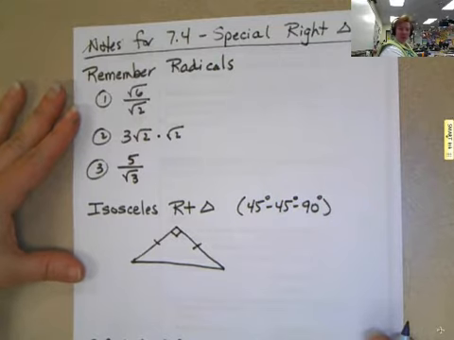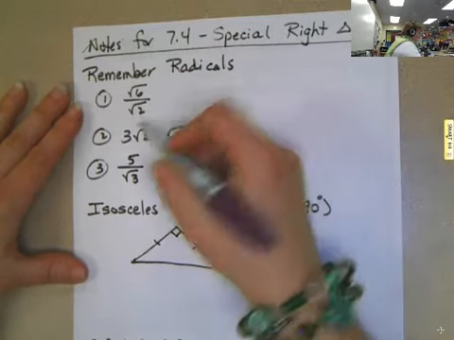Okay, so we're ready to learn about lesson 7.4. It's on special right triangles, one of my favorites. We're going to do a little bit of algebra review, radicals review, before we get into the geometry. So we'll review the algebra that we need for the geometry.